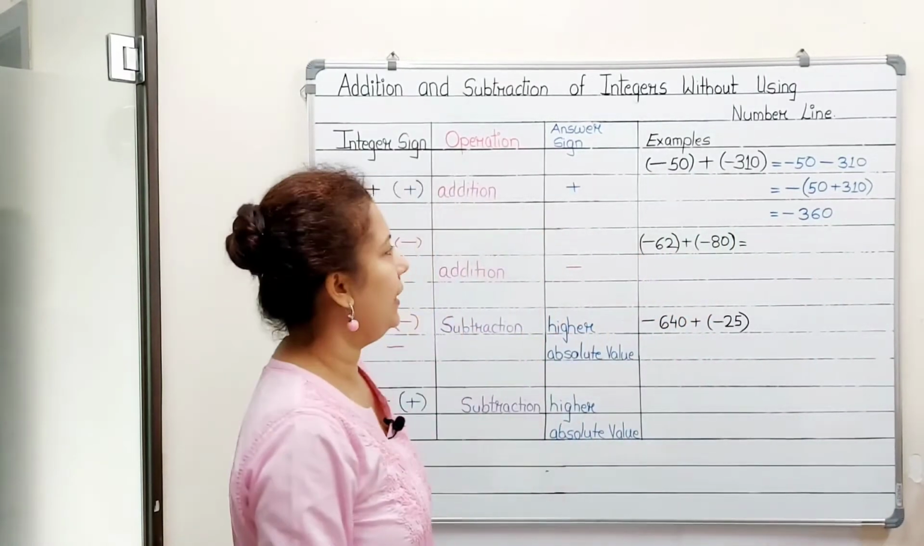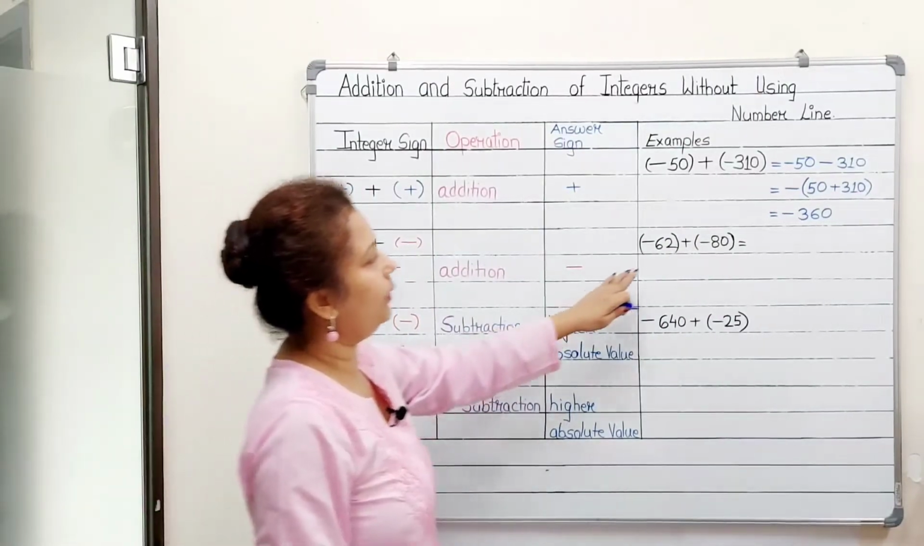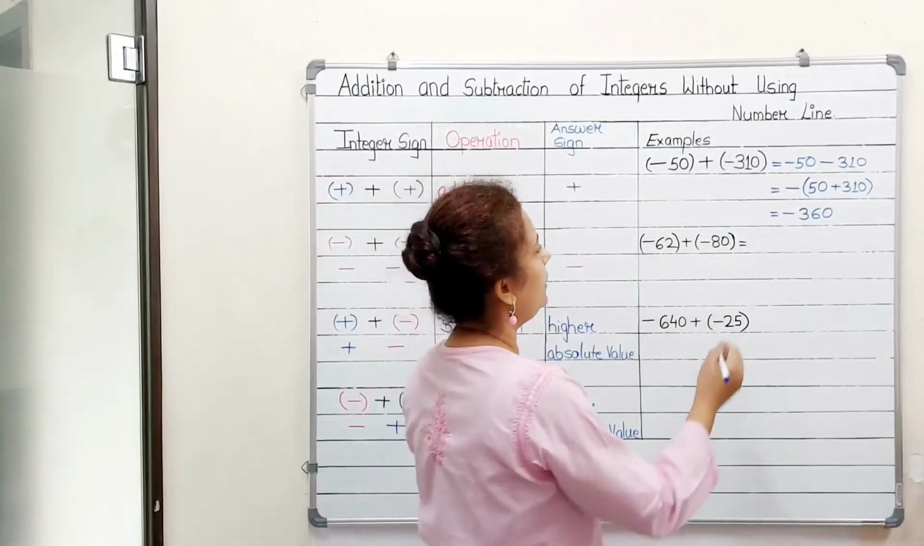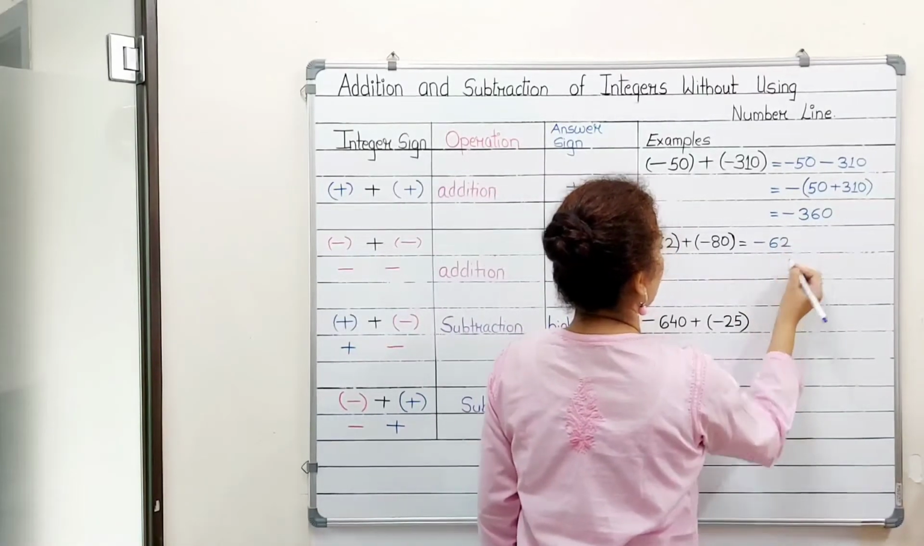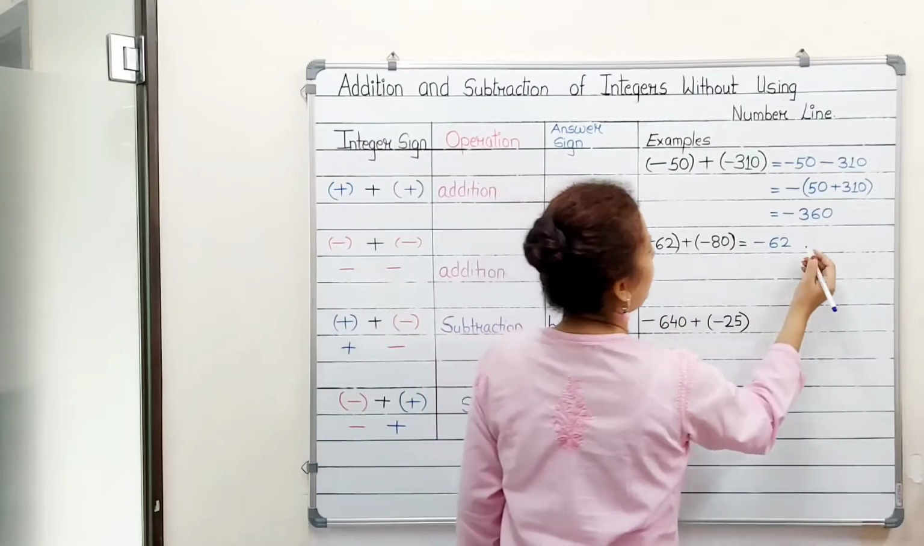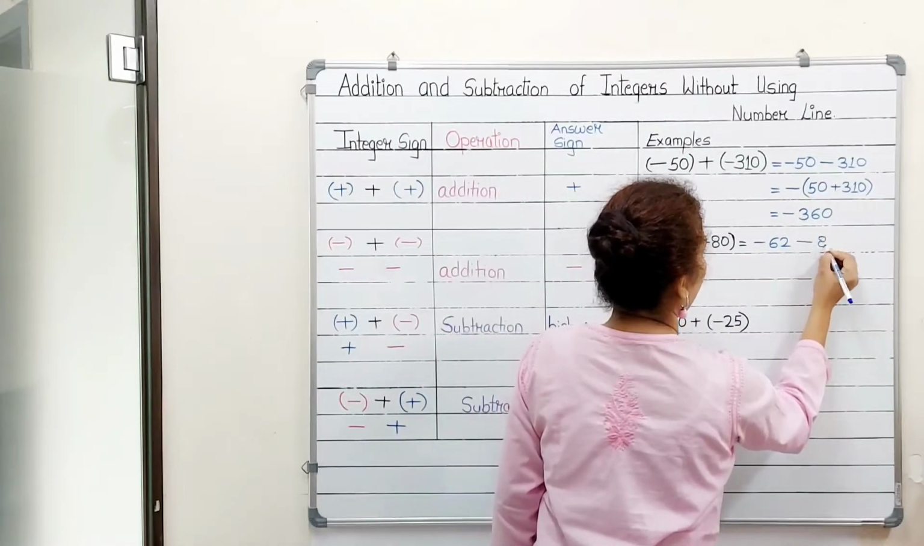Second example, again both the integers are negative. First integer we will write as it is, that is minus 62, plus minus becomes minus 80.